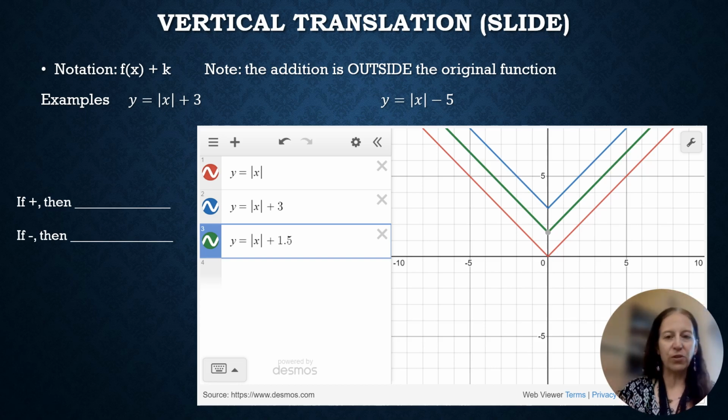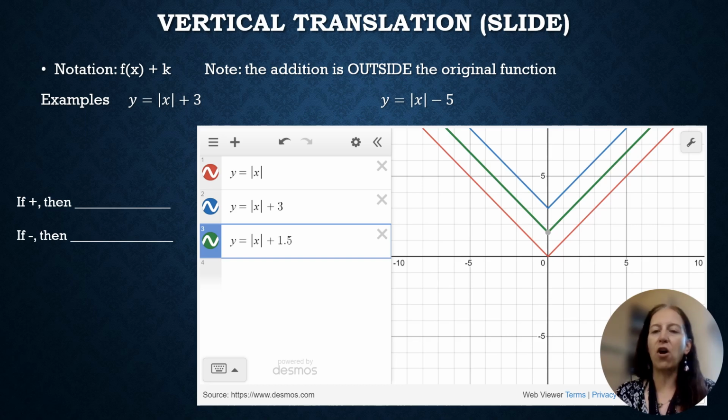And what's great about a graphing utility is that you're able to look at this and see what's happening. So when I added the plus 3, what I would encourage you to do is look at the vertex, and you can see that the vertex went from 0, 0 up to 0, 3.